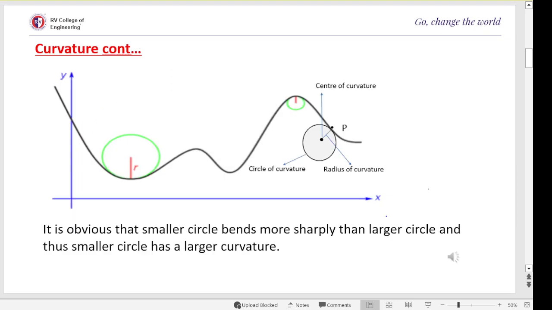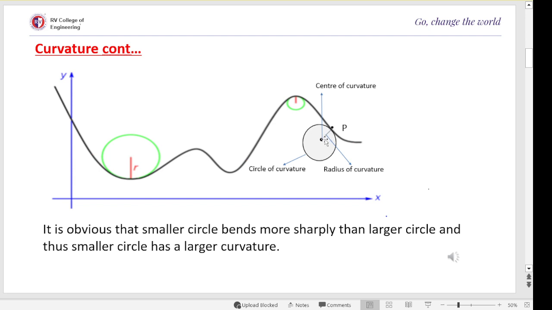Now, let us analyze it graphically. Just consider a curve in an xy plane. In order to measure the curvature at any point, suppose at the point P, just observe here students, the extent of bending of the curve at the point P is comparatively less than at any point at the peak level. Now, to measure the curvature at P, we have to find a circle of best fit passing through the point P. And this circle is called the circle of curvature.